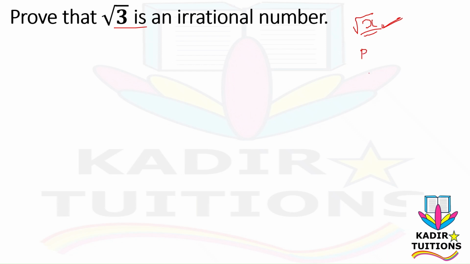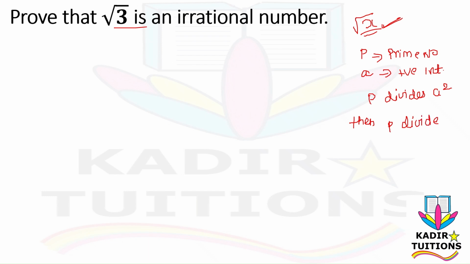One is p and another one is a. p is a prime number and a is a positive integer. So let p be a prime number and a be a positive integer. If p divides a square, then p divides a also. Okay, this is the theorem we are going to use whenever we have a problem like proving root x is an irrational number. So we will be using this theorem only.